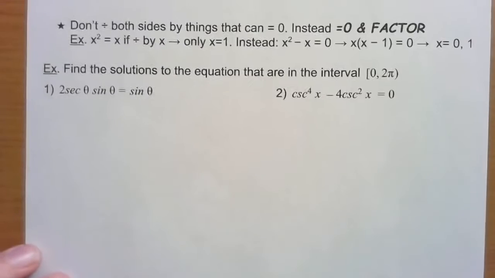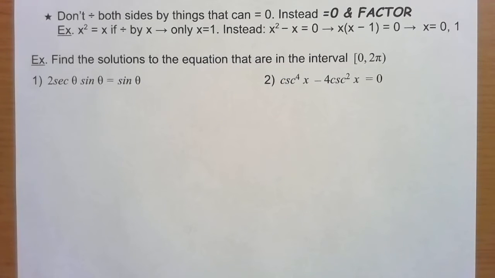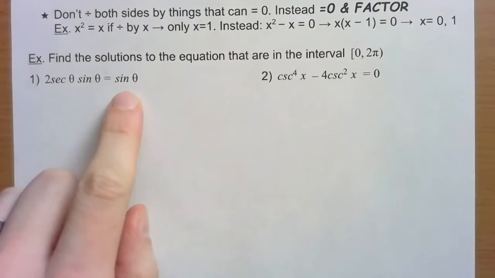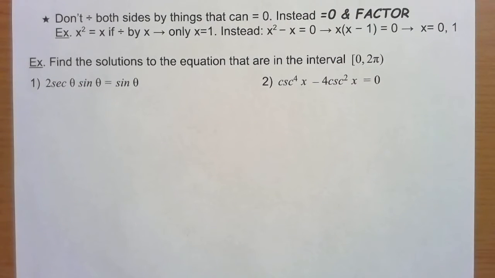Here's why. You're not allowed to divide by 0, right? 5 divided by 0 is undefined. 0 on the bottom of a fraction is undefined. Well, sine of theta equals 0 sometimes, right? There's a place on the unit circle where the y-coordinate is 0, where the sine can be 0. So if something can be 0, you shouldn't divide by it, because then maybe you're doing something that you're not allowed to do. Instead, what you want to do is make the equation equal to 0 and factor it.